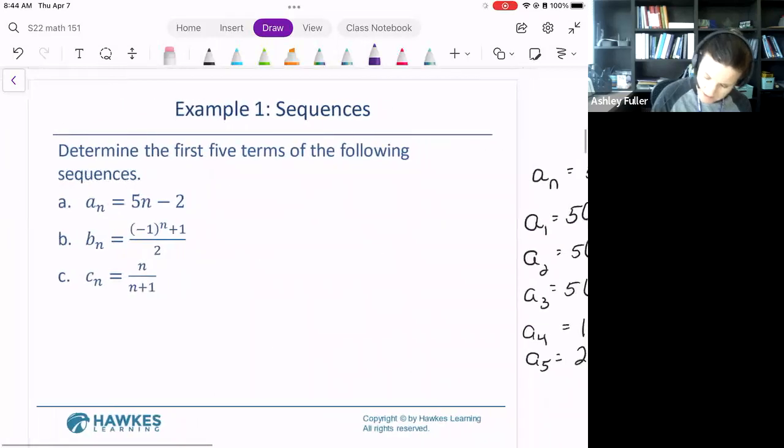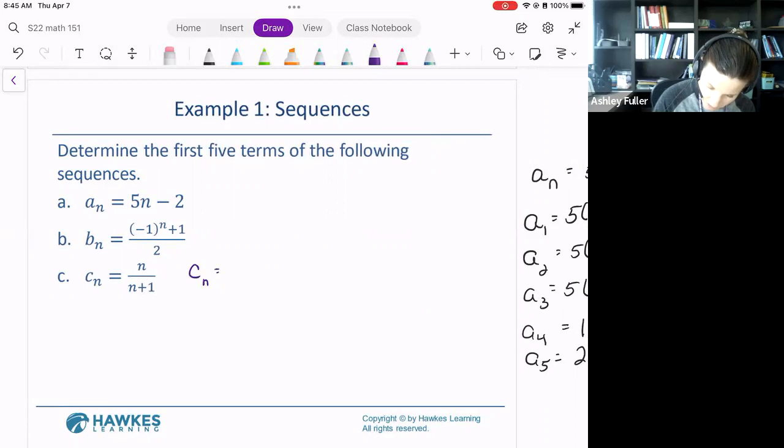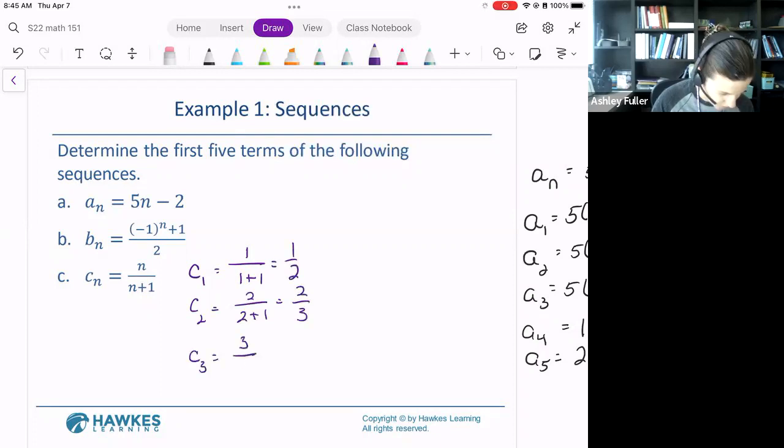And last but not least, I'll do c sub n right here. C sub n, when I plug in 1 for n, I get 1 over 1 plus 1, which gives me 1/2. C sub 2, I get 2 over 2 plus 1, which gives me 2/3. C sub 3, I get 3 over 4. C sub 4, I get 4 over 5. And C sub 5, I get 5 over 6.